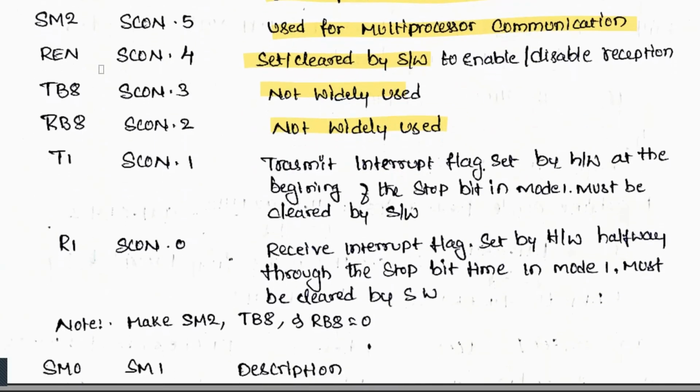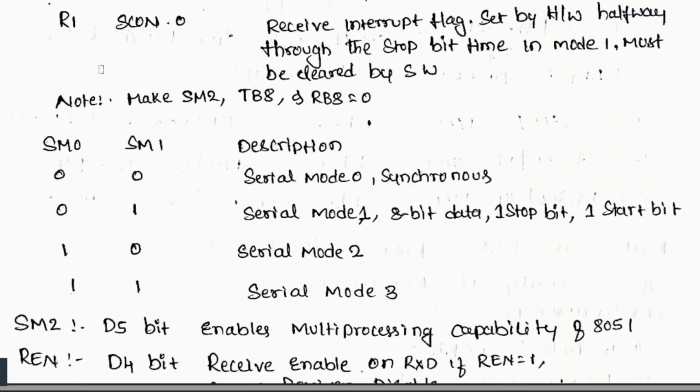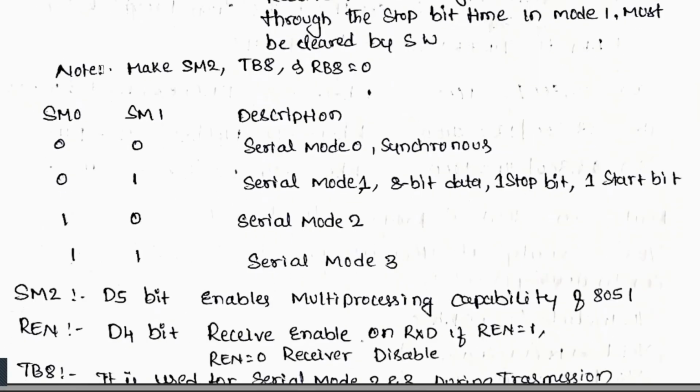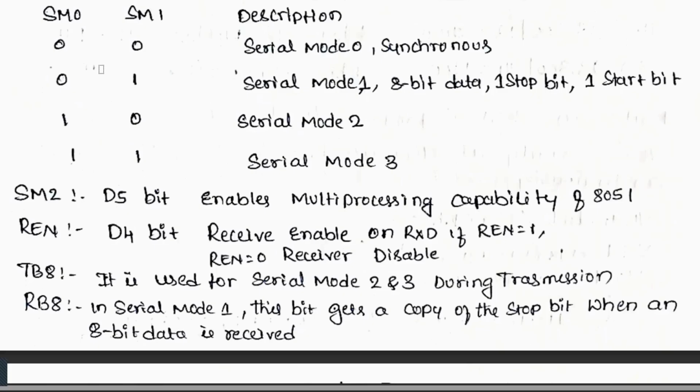TI is the transmit interrupt flag that is set by hardware at the beginning of the stop bit in mode 1, and it must be cleared by software. In the receiver, RI is the receive interrupt flag set by hardware halfway through the stop bit time in mode 1, and must be cleared by software. If SM0 SM1 is 00, it is serial mode 0, which is synchronous; 01 is mode 1, 8-bit, 1 start bit and 1 stop bit; 10 is mode 2; 11 means mode 3.